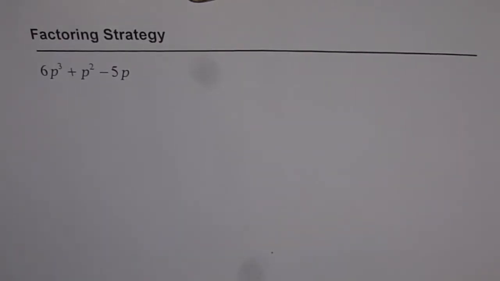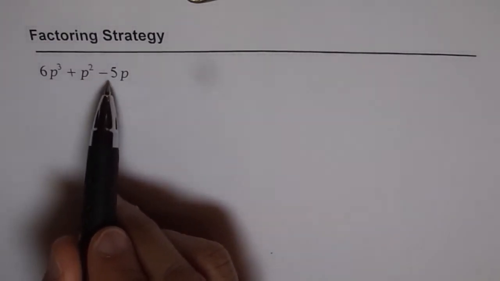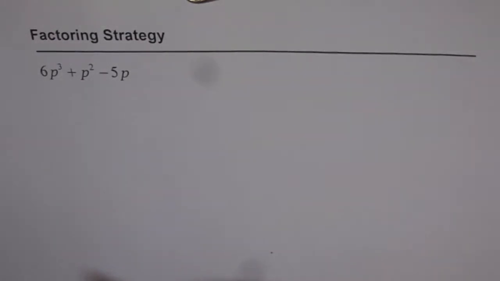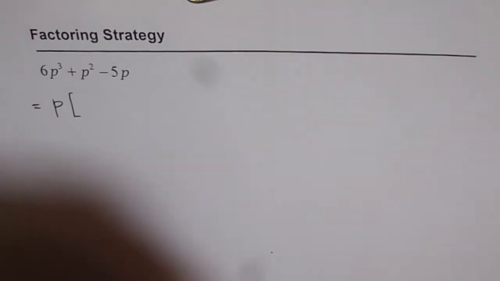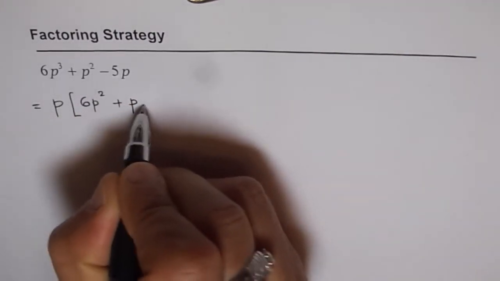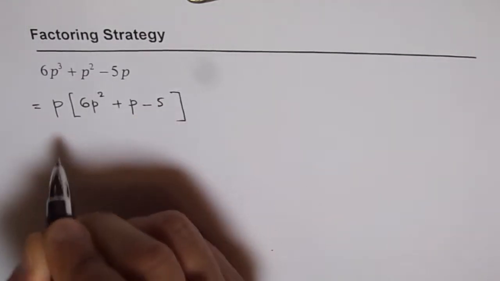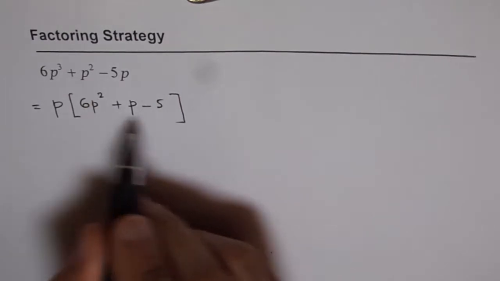We have taken another example with a degree 3 polynomial. Here it is 6p cubed plus p squared minus 5p. As we did in the last video, we can factor p from all these terms. So once we do that, we get p, and then let's put square brackets: 6p squared plus p minus 5. Then we get p times a quadratic function inside, a degree 2 polynomial.